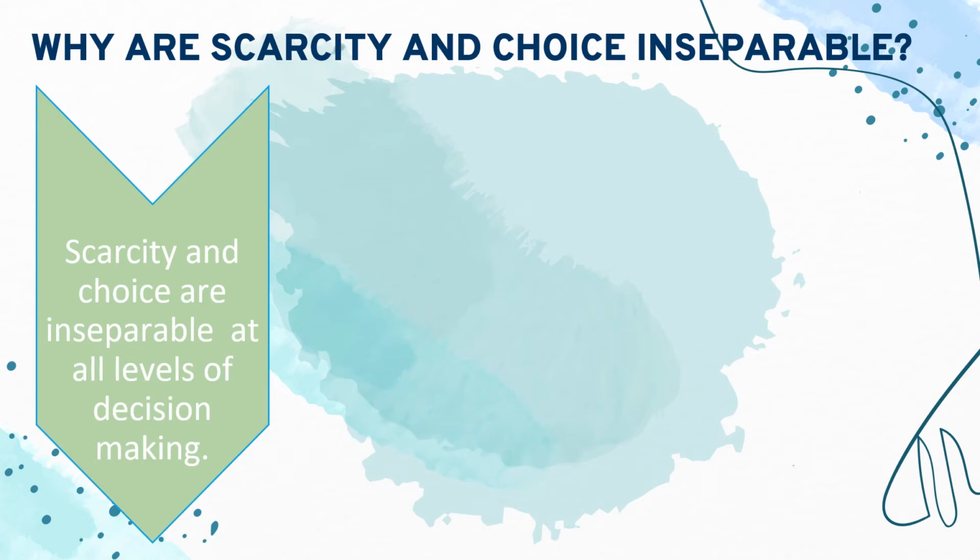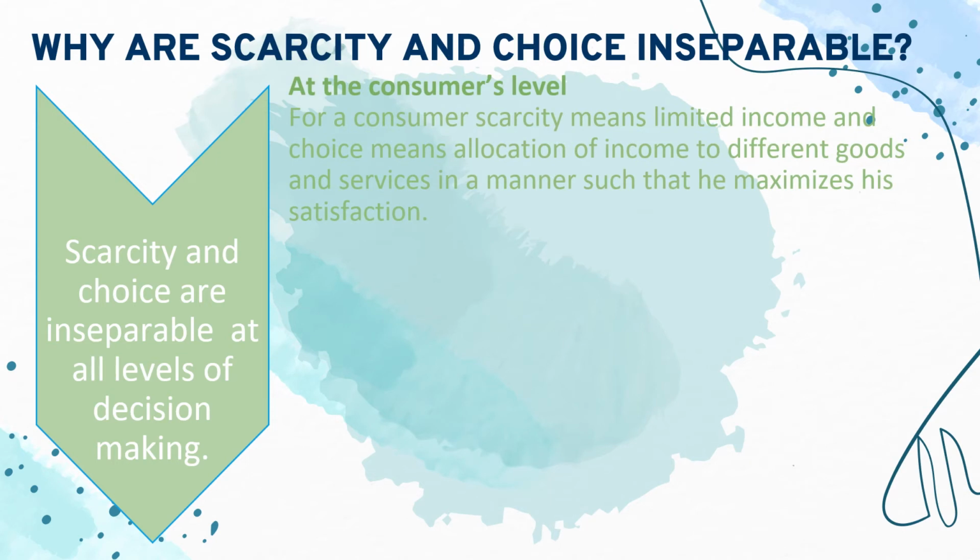Let's see how. At the consumer's level, scarcity means limited income, like the example we saw in the previous slide, and choice means allocation of this income to different goods and services in such a manner that he maximizes his satisfaction. So where the consumer is concerned, it's all concerned with the maximization of his satisfaction.